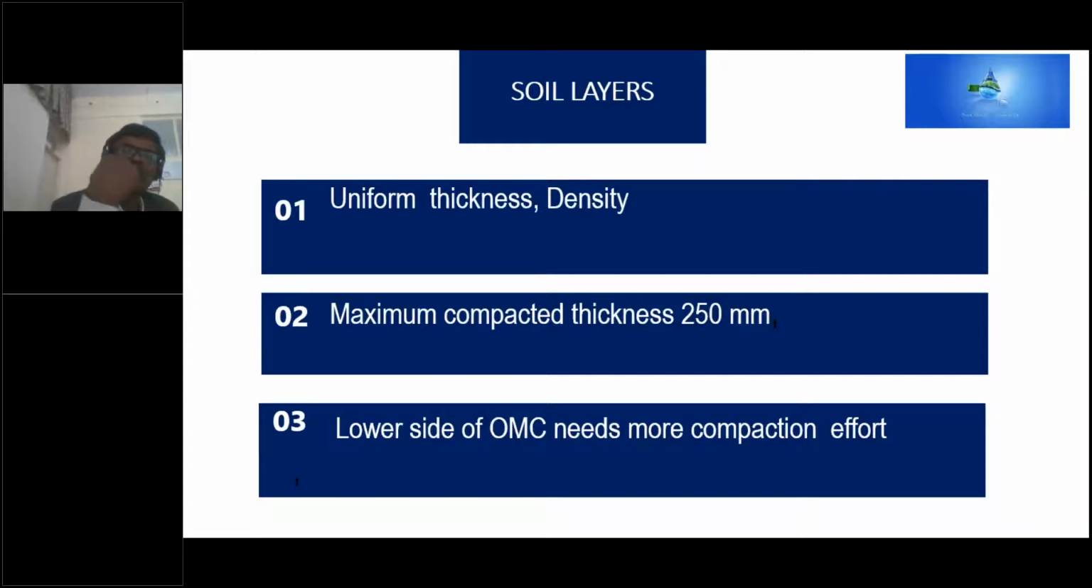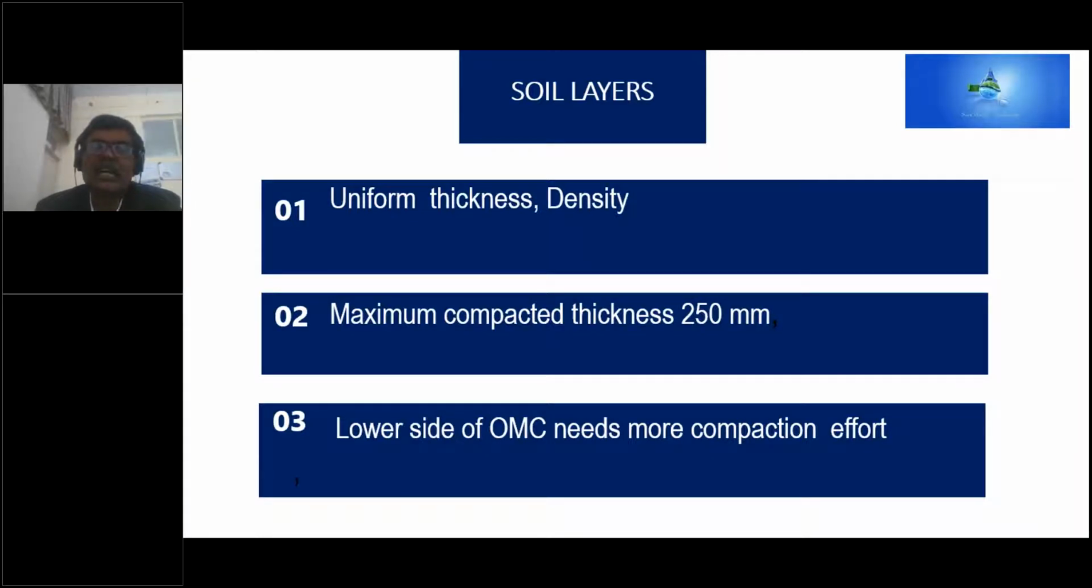We cannot put 300 mm or 250 mm in one place, 270 in another place, and 300 in one place. So this is very important. Why? We get uniform density. It is not only achieving the minimum specified in the MoRTH specification 97. It is equally important to achieve uniform density. That is one of the intentions why we prepare this subgrade. We want the uniform strong bed for the pavement layers, irrespective of concrete or the bituminous layers.